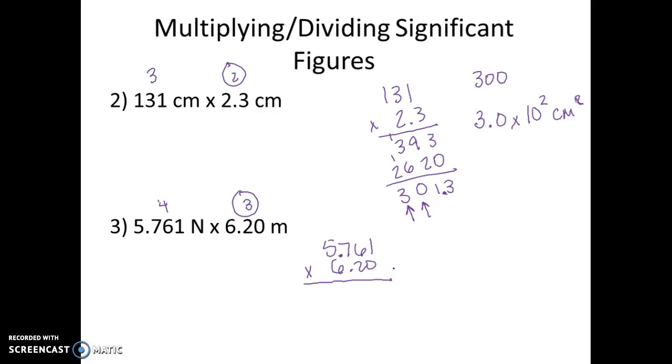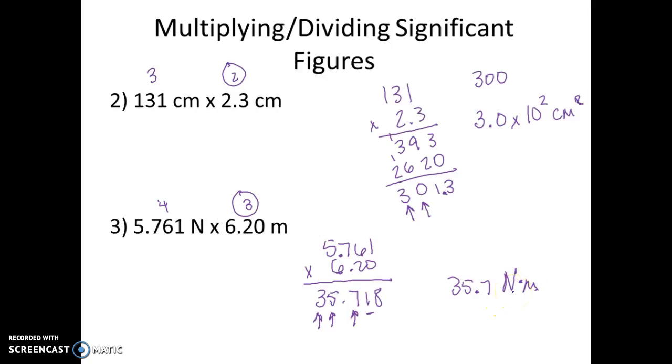So we have 5.761 multiplied by 6.20, and we get 35.718. So 35.718. And again, we need 3 here. So here's 1, here's 2, and here's 3. We're going to look at that next number. So 35.7, and again, we are just putting our units together. So this is newtons times meters.